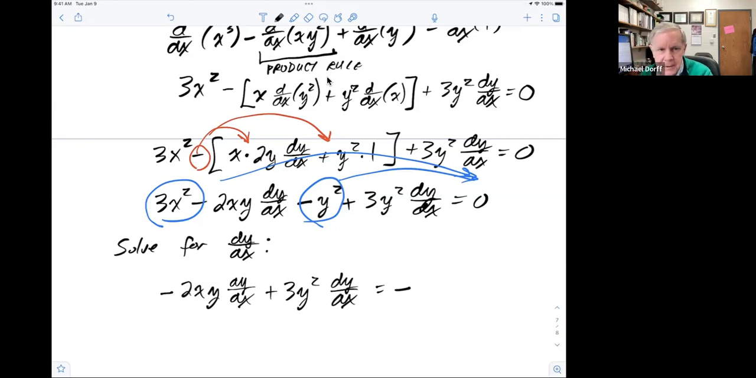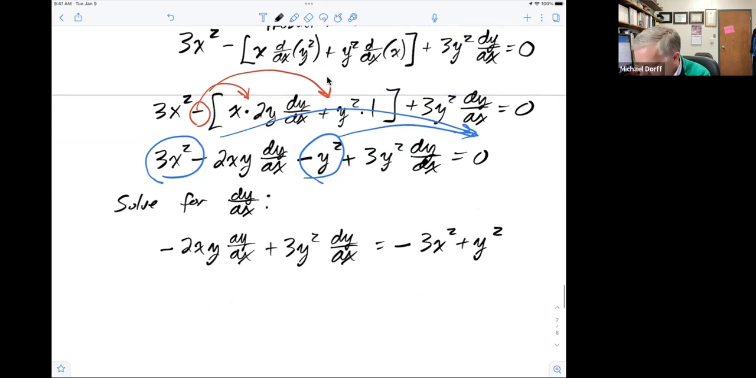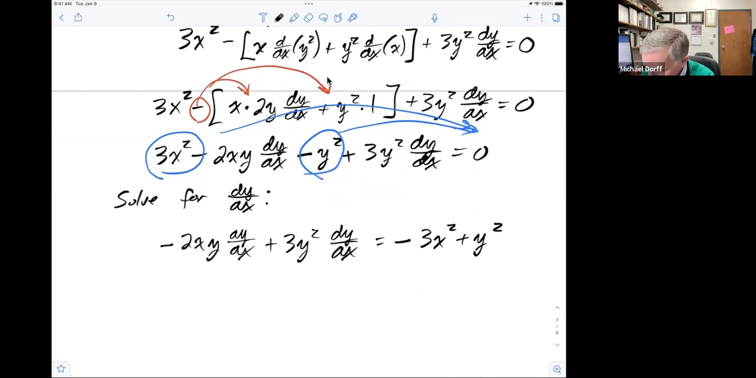So when I bring the 3x squared that's circled in blue to the right-hand side, I get negative 3x squared. And when I bring the minus y squared to the right side, I'm adding y squared to both sides. So I've got plus y squared. And now I can factor out the dy dx on the left-hand side to get this.